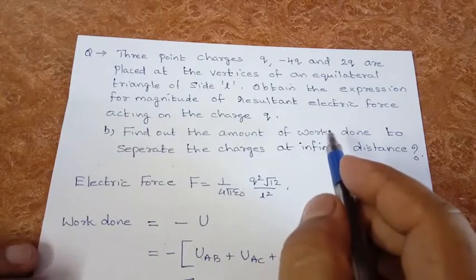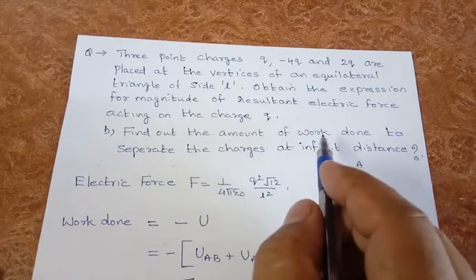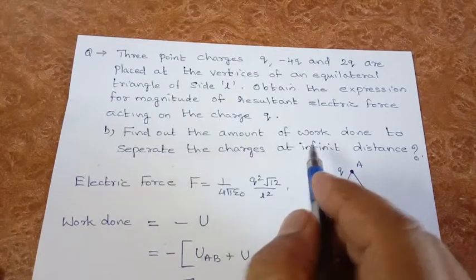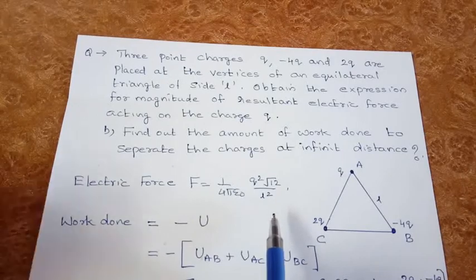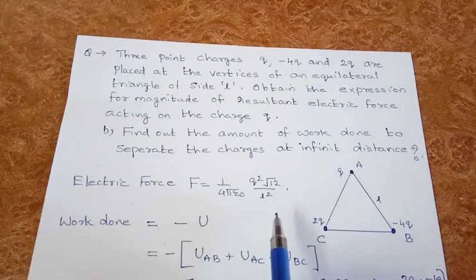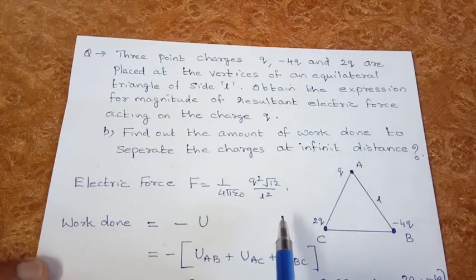So let us discuss some of the numericals. The first one is like this: 3 point charges q, minus 4q, 2q are placed at the vertices of an equilateral triangle of side L. Obtain the expression for magnitude of the resultant force acting on the charge q and find the amount of work done to separate the charges at infinite distance.